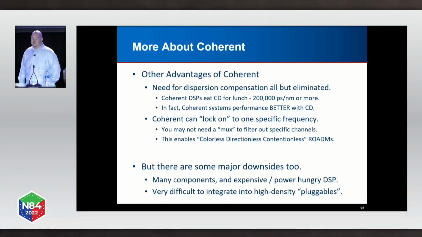Coherent. Other big advantages of coherent. It eliminates the need for dispersion compensation completely. It will literally eat 200,000 picoseconds per nanometer and not care, or more. In fact, it actually works better with coherent, with chromatic dispersion, because the other cool thing is it lets you lock onto a specific frequency. Remember when I talked about contentionless ROADMs, colorless ROADMs, you have a splitter, like a 32-way splitter, and you just plug in a bunch of transponders. Now I log into my router and I say, make this channel 1, and I never needed to recable something. I have that level of flexibility because I can exclude through software all of the other channels that I don't want to hear about.